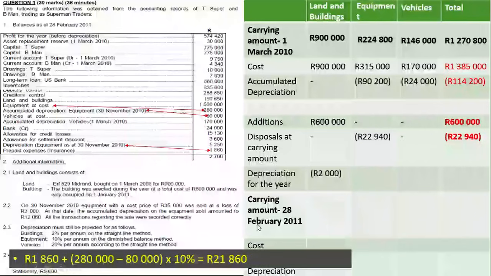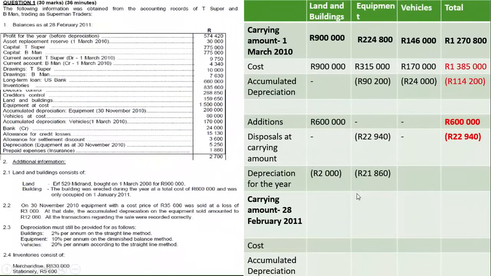So all the depreciation for this period alone was 21,860. I hope that has made sense as we go along. So put down 21,860 rand, and it's in brackets because it's a deduction from our assets. Our assets value is decreasing.